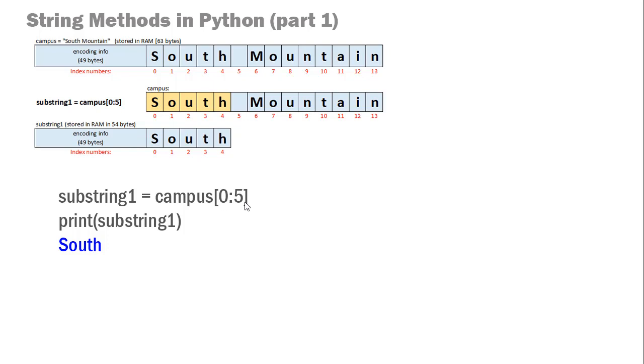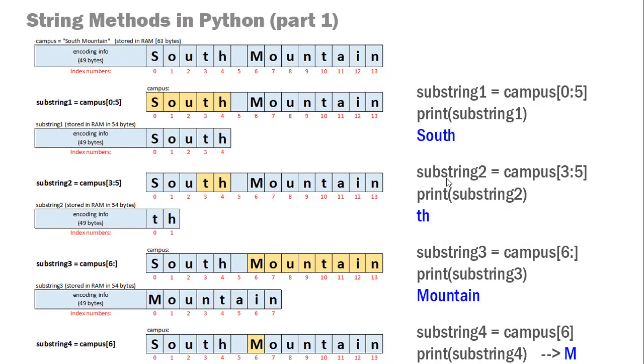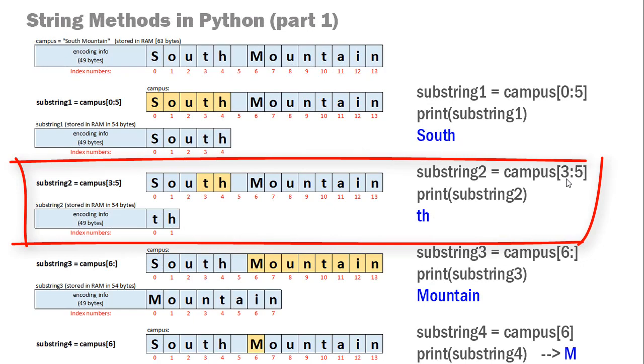So we can use this range of characters to extract something. In other languages you might have a substring method. Python uses ranges in terms of the indexes of the string characters. Here then is another example. I'm going to take the range from 3 to 5. Again, that 5 is exclusive, so it'll be characters 3 and 4, which is the th. I'm assigning that to substring2, and then printing substring2, and I'd get the th.